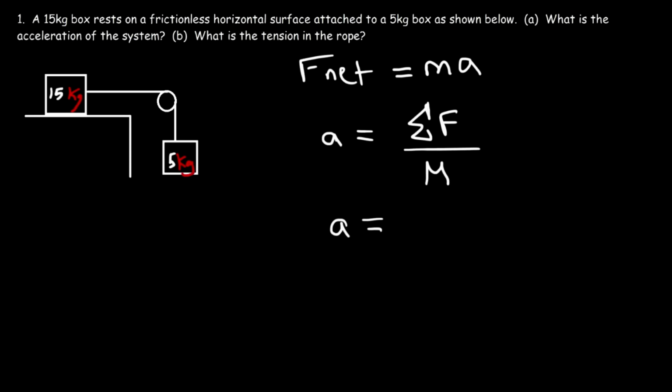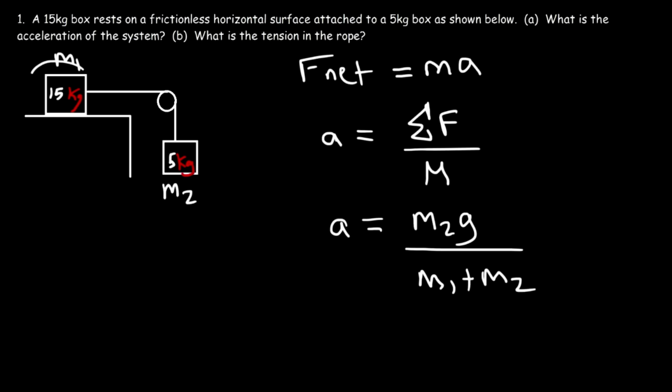Now, the only force that causes this entire system to move in this direction is basically the weight of this object. Let's call this M2 and let's call this M1. So the weight of this object is basically mg, but we need to use m2g because mass 2 causes the entire system to fall down. And then you want to divide it by the total mass of the system, m1 plus m2.